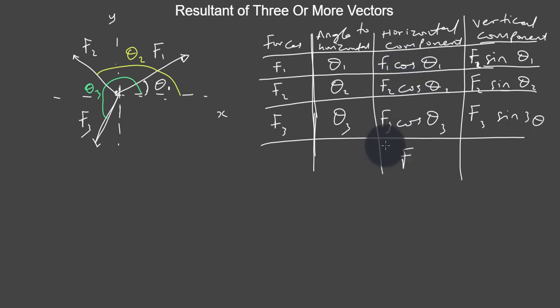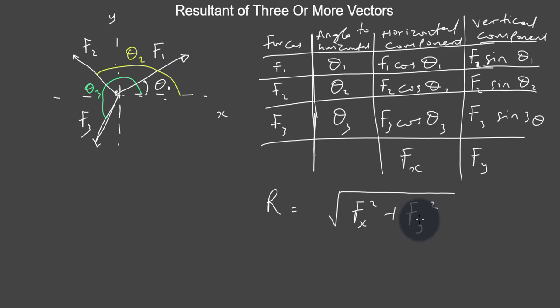So this represents the total. You add everything up. The total of all of this will give you your total horizontal component. Let's call this Fx. And the total of this will give you the total of your vertical component. Let's call this Fy. So your final resultant vector is equal to the square root of Fx squared plus Fy squared. So this represents the resultant vector.